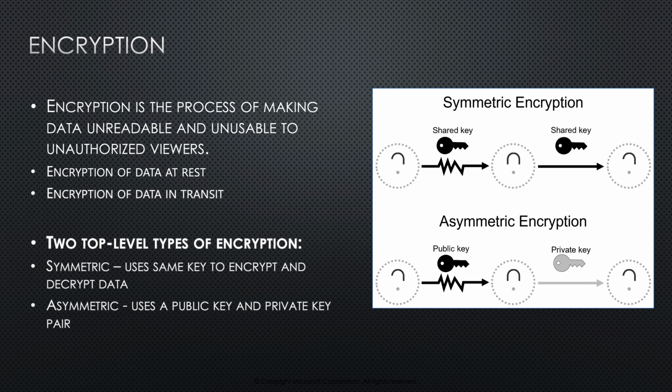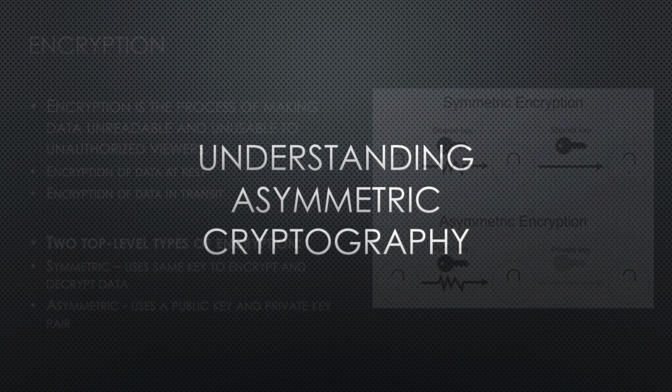Encryption, of course, is the process of making data unreadable and unusable to unauthorized viewers. And this can come in a number of different flavors. Encryption of data at rest, such as using a symmetric key, and we discussed this in part 2 of this series. You can go ahead and watch that if you've not seen it. Also, encryption of data in transit, which tends to use asymmetric encryption, and I'm going to explain that. It uses a combination of both public and private key technology.